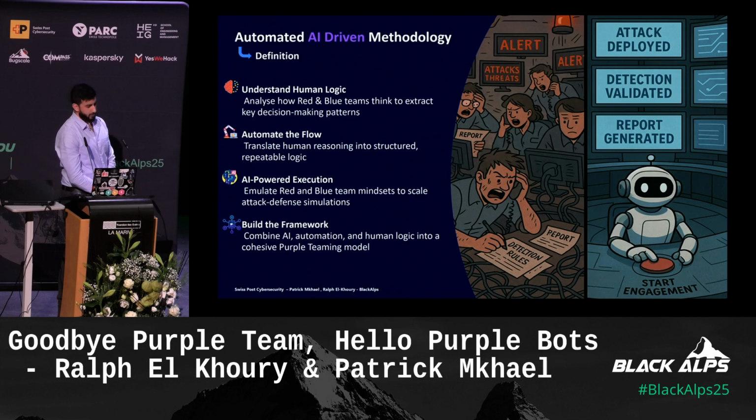Now, we're going to switch to the automated AI-driven methodology, not the classical one. What we tried to do: the first step was to understand the human logic of the purple team, so how the red team and the blue team are thinking and what they are going to do. The next step was to translate this logic into structured automated steps. The third step was to integrate the AI to enhance and enrich this flow. And the last part was the Lego part, where we combine all the previous steps to create the automation, the AI automated bot.